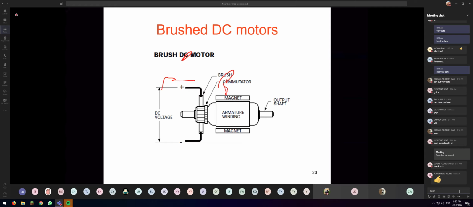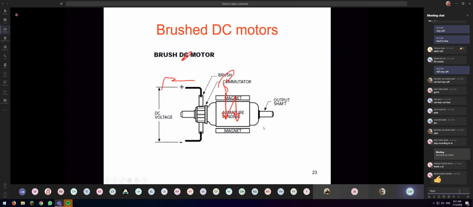Too sensitive. So basically, they will produce the flux from the magnet. If I'm using the magnet for my DC motor, they will generate the fixed flux. When the fixed flux is induced on the armature, when you supply the voltage to the armature, the armature is running, so they will generate the rotating flux.